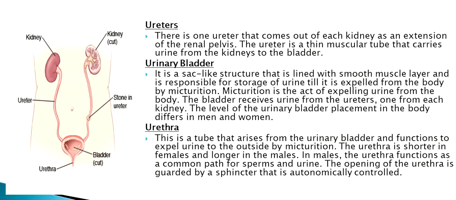The bladder receives urine from the ureters, one from each kidney. The level of urinary bladder placement in the body differs in men and women. Urethra is a tube that arises from the urinary bladder and functions to expel urine to the outside by micturition. The urethra is shorter in females and longer in males. In males, the urethra functions as a common path for sperms and urine. The opening of the urethra is guarded by a sphincter that is automatically controlled.